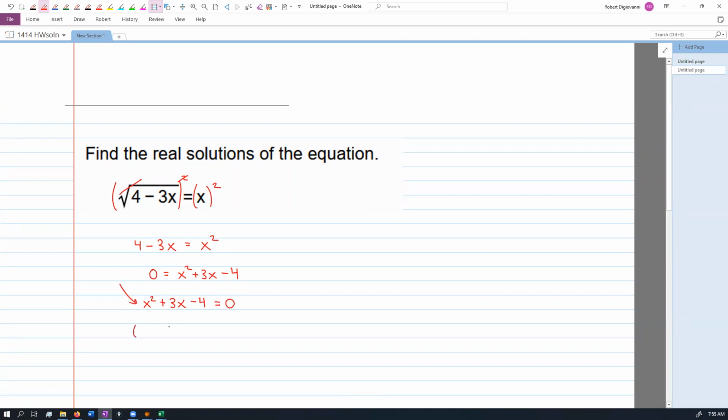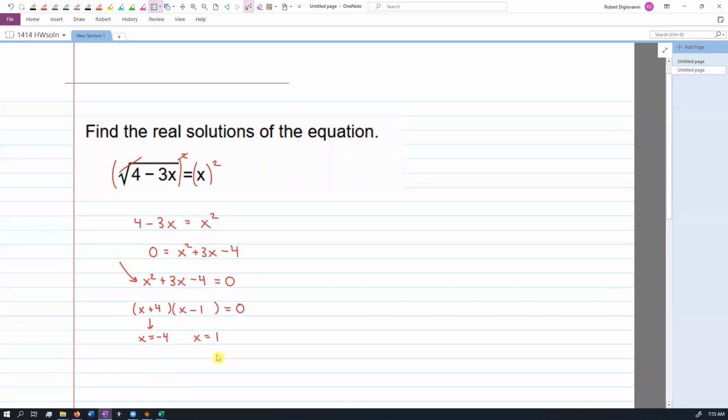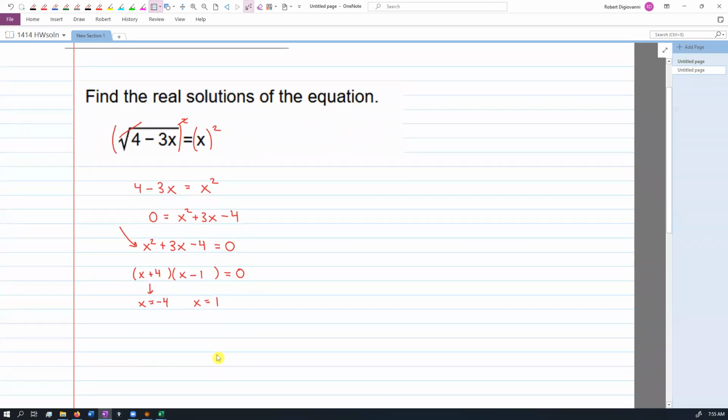Now this quadratic can actually factor. It's going to be x plus 4, x minus 1 equals 0. And then we set each of those factors equal to 0, which I'm not going to show. I'm just going to trust that you can get those two answers, -4 and 1. And now we have to check them. So when I say check, I mean go back to the original equation.